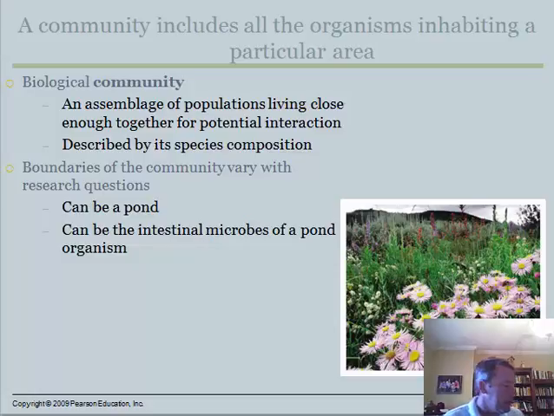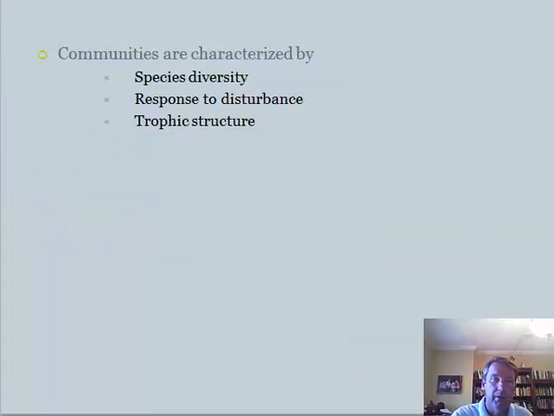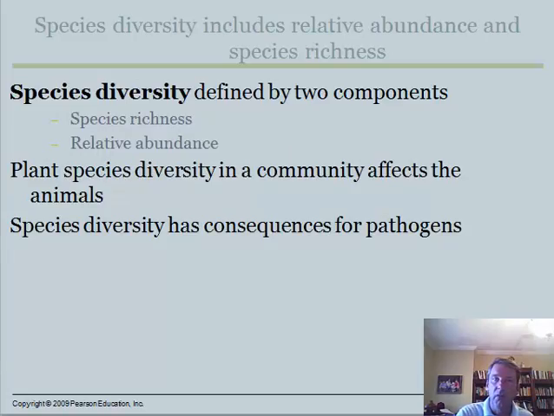So in evaluating communities, we can look at ways of looking at their characteristics. One of the characteristics of a community is how many species live there. So that tells us something. And then also the diversity of that species. Species diversity is how many different species, and the terms relative abundance and species richness tell us more about that.